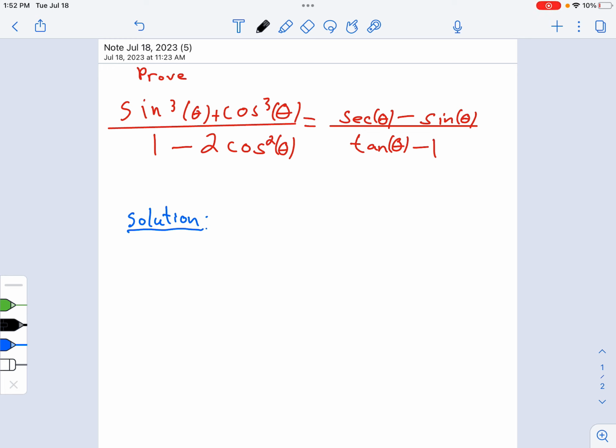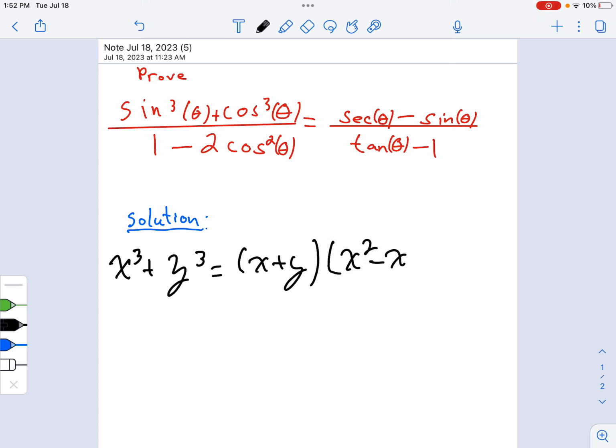So let me start with the left-hand side. Sine cubed plus cosine cubed theta. And that reminds me of this identity that we have. x cubed plus y cubed equals x plus y times x squared minus xy plus y squared.